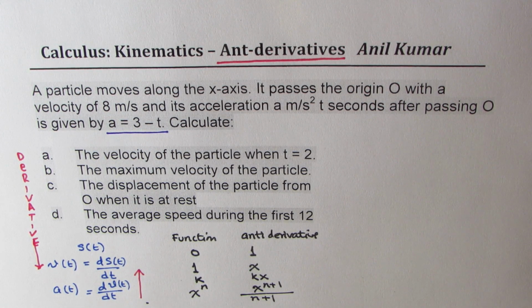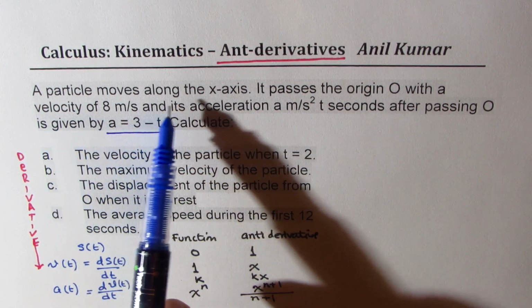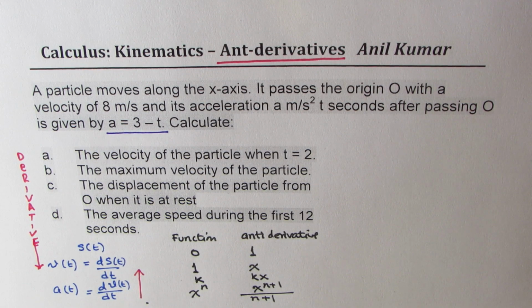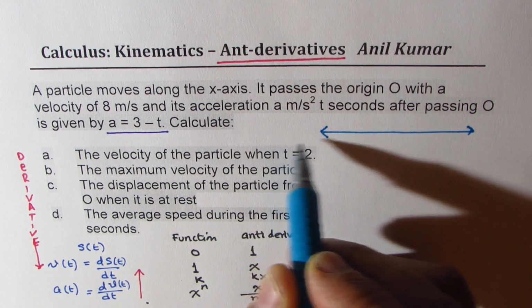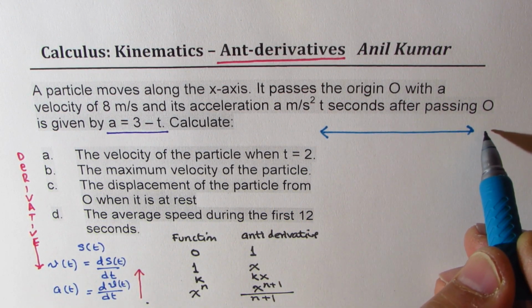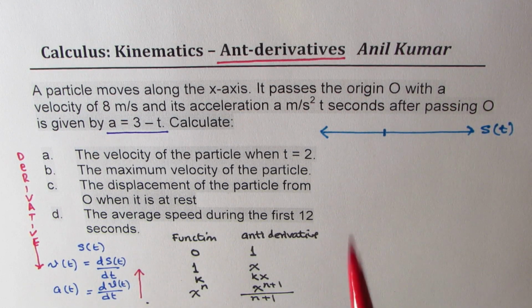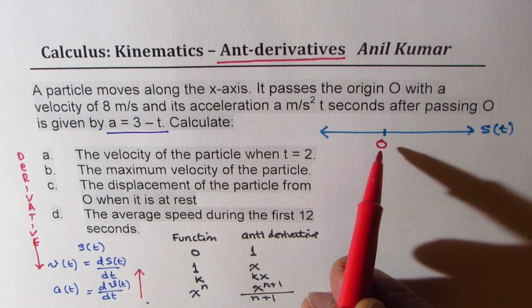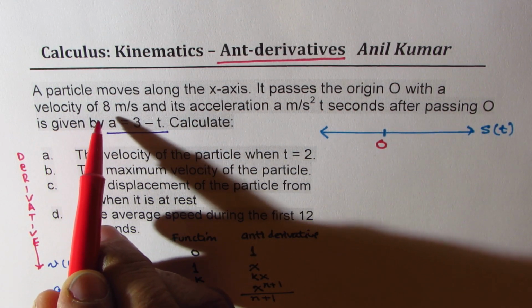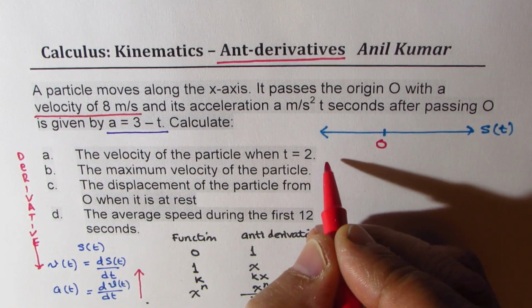Now with that brief discussion, let's begin and answer our questions. Here we are given two things. One is that this particle is moving along the x-axis, so we are only talking about motion along a straight line. When we do so, we are considering only the displacement. So we are always looking at displacement from a fixed point, which is given to us as the origin. A particle moves along the x-axis, it passes through origin O with velocity 8 meters per second. That is called the initial condition.